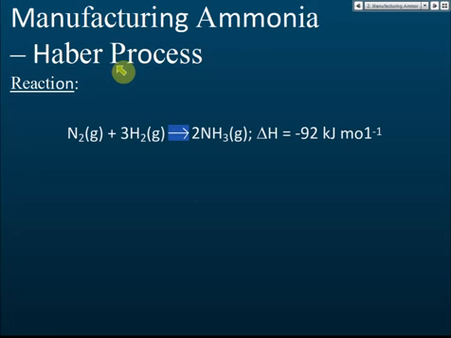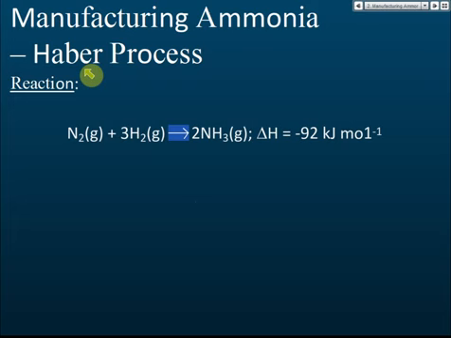What's the name of the process to produce sulfuric acid? Okay, any of you tell me? Contact process, that's correct, okay? And to produce ammonia is the Haber process, okay? Haber is the name of a scientist. Unlike the contact process, in the Haber process you only have one step.